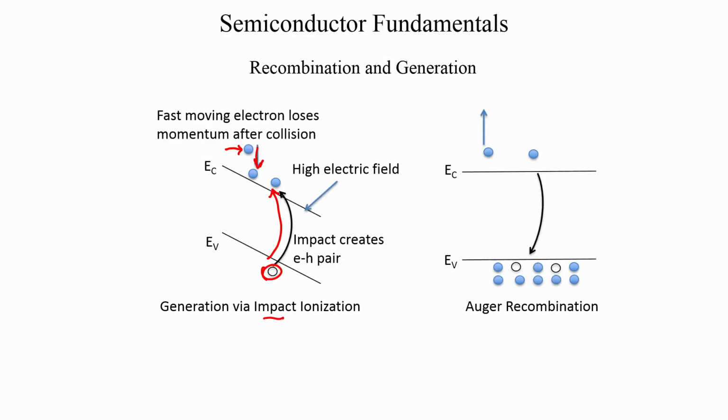Now, the exact opposite process is responsible for recombination. This is called Auger recombination, and what happens here is you have two electrons in the conduction band, and let us say they have a momentum exchange. They collide, and one of the electrons gains energy, the other loses energy and recombines. One of the electrons gains energy and goes up to higher energy levels, whereas the other one loses energy and falls down to the valence band and recombines with the hole. This is called the Auger recombination process.